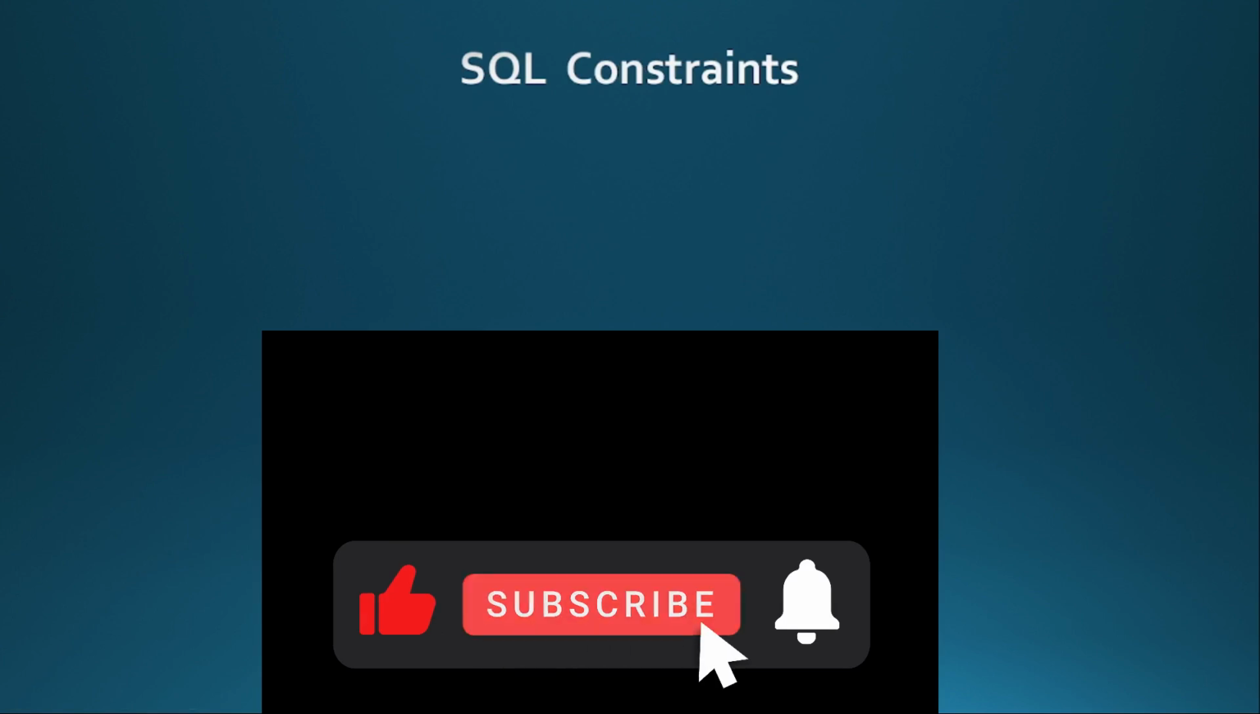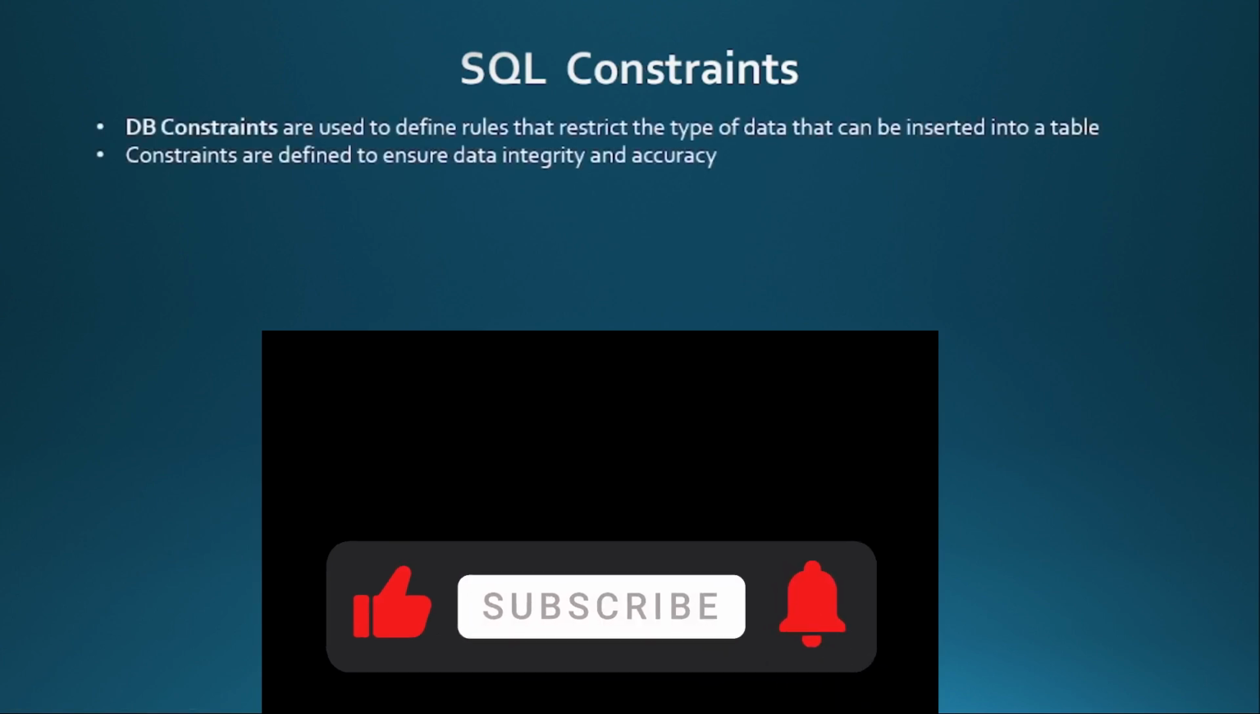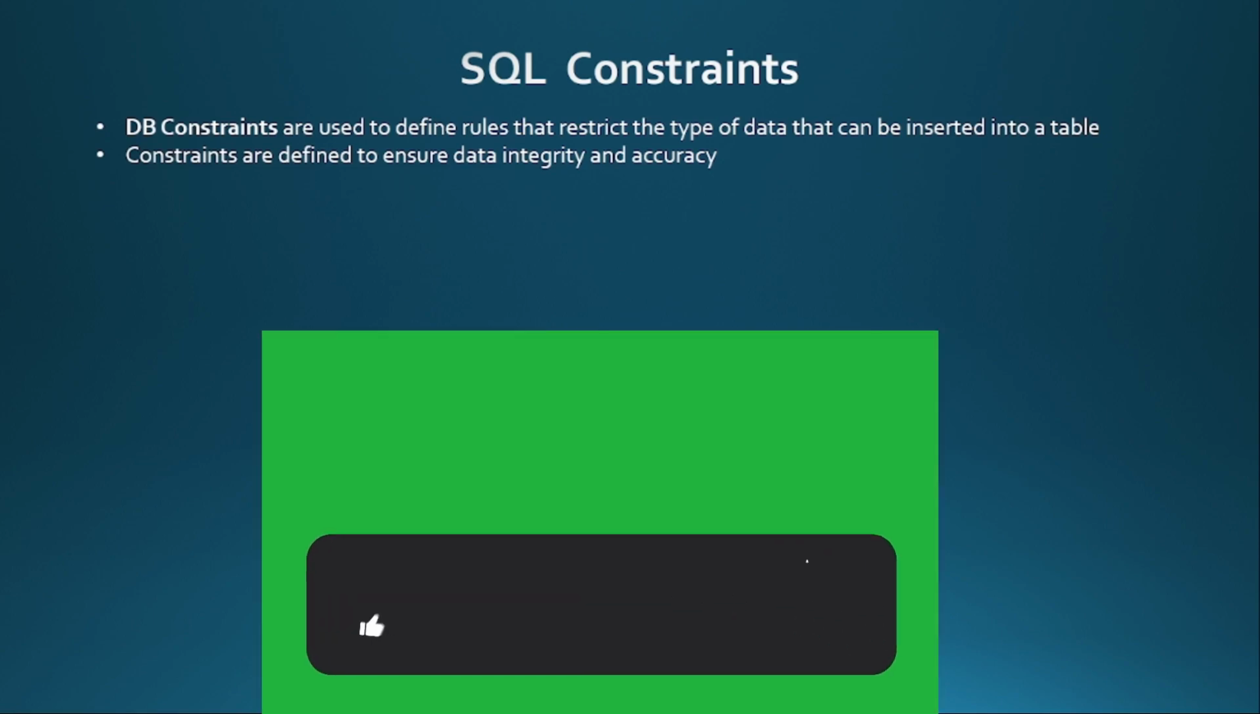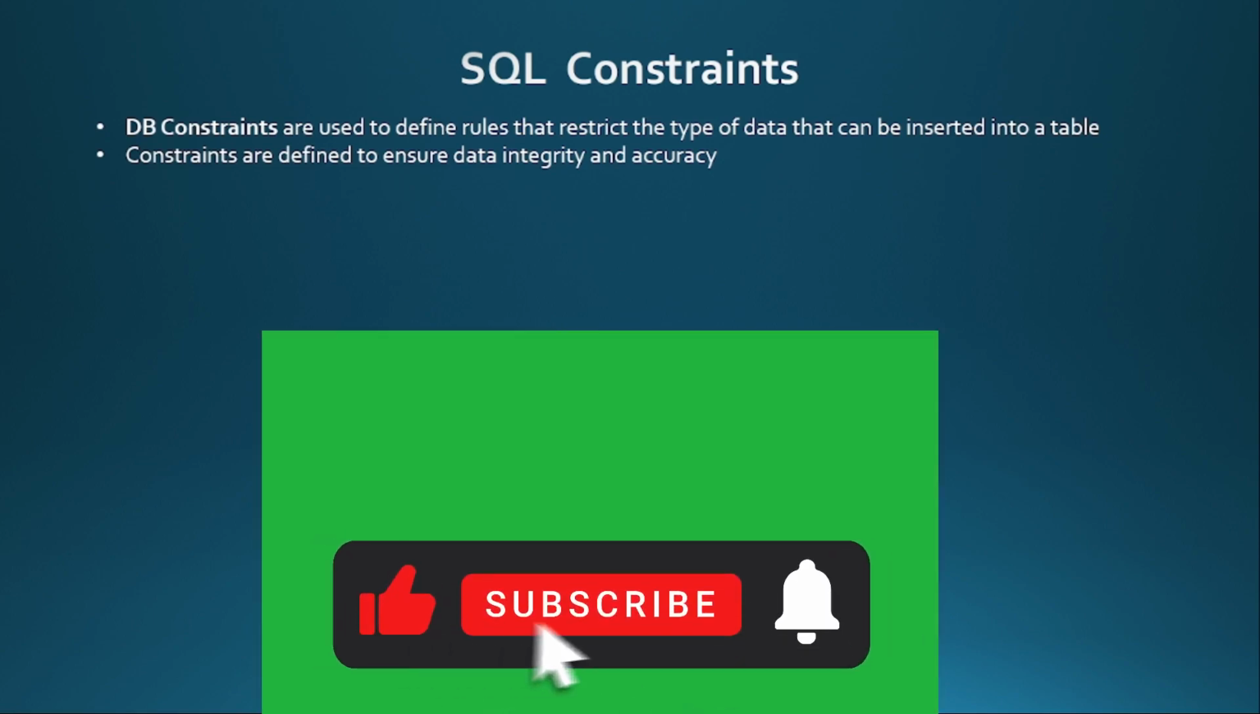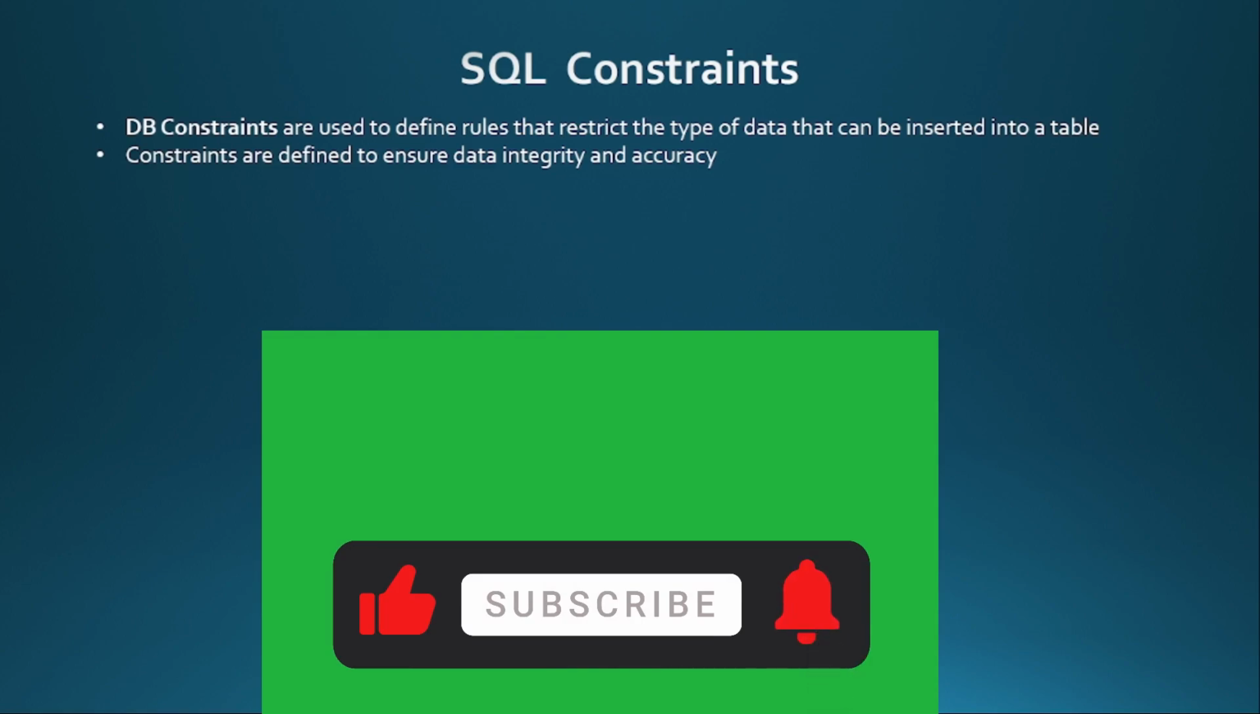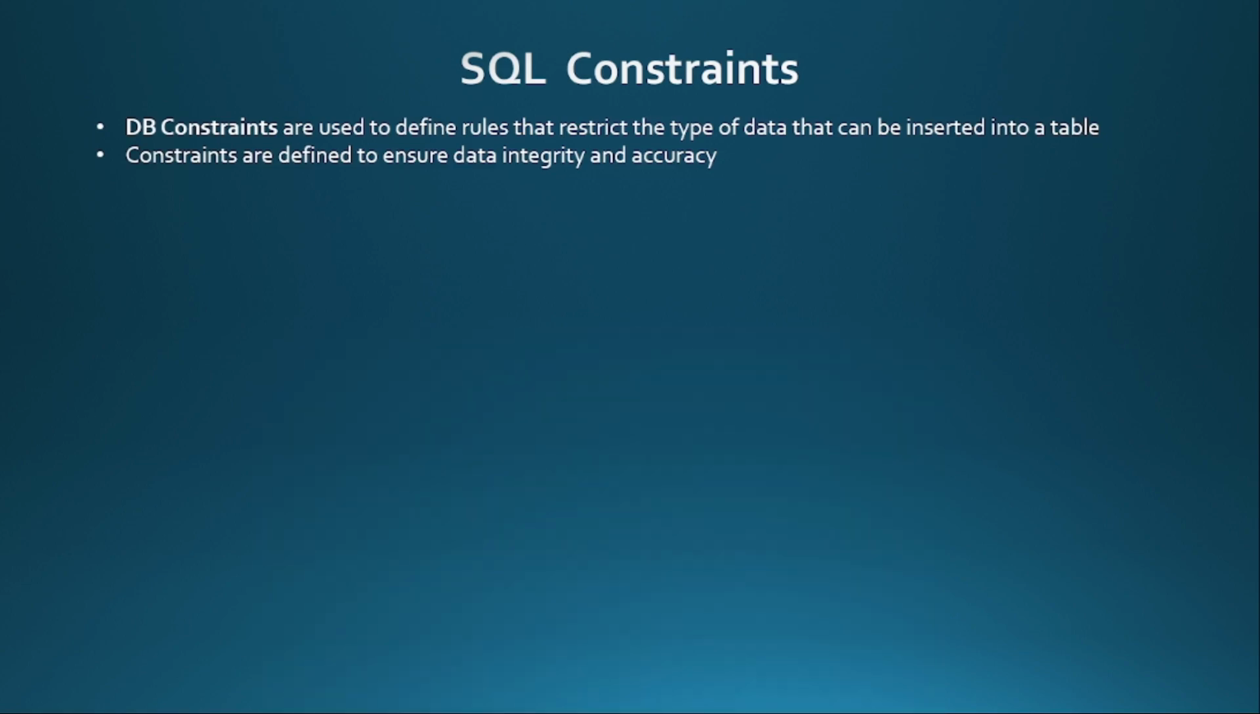Next, SQL constraint. What is a SQL constraint? These are the database constraints which are used to define rules that restrict the type of data that can be inserted into a table. Constraints are defined to ensure data integrity and accuracy.